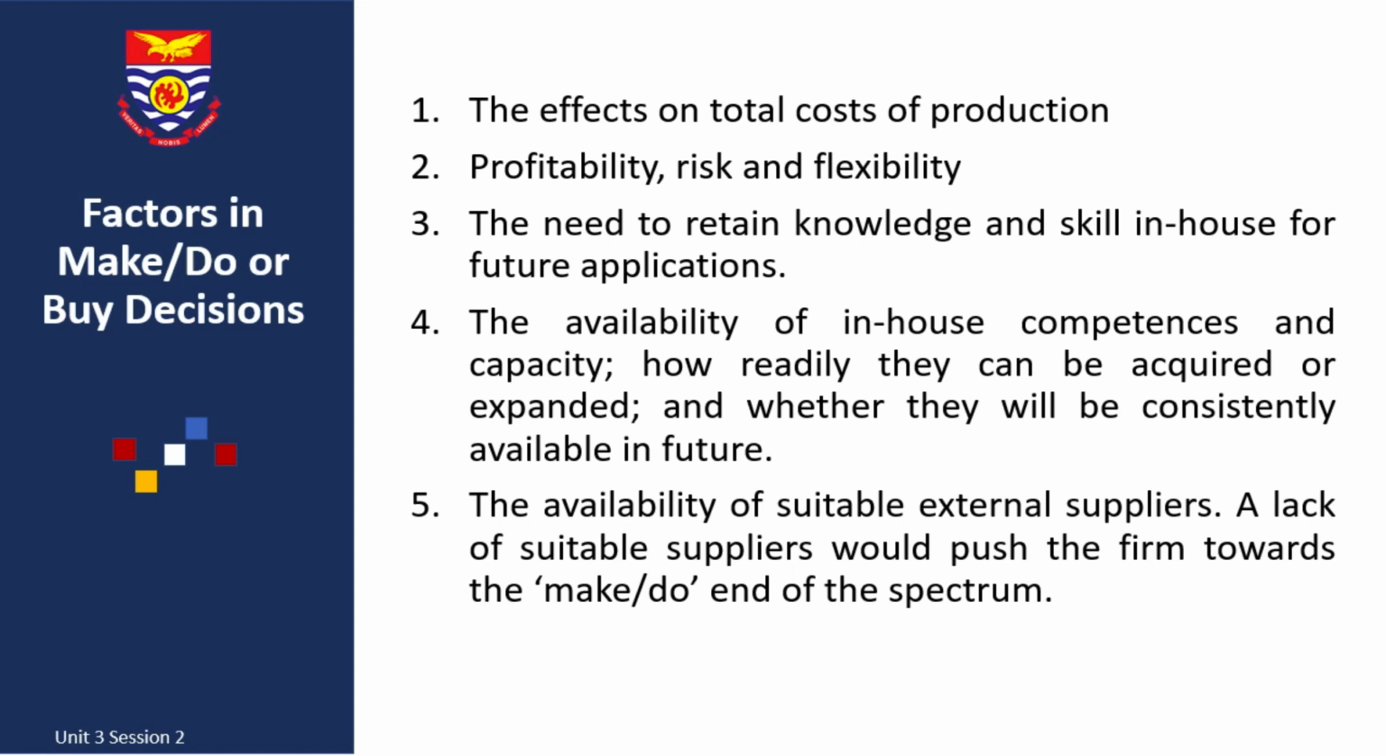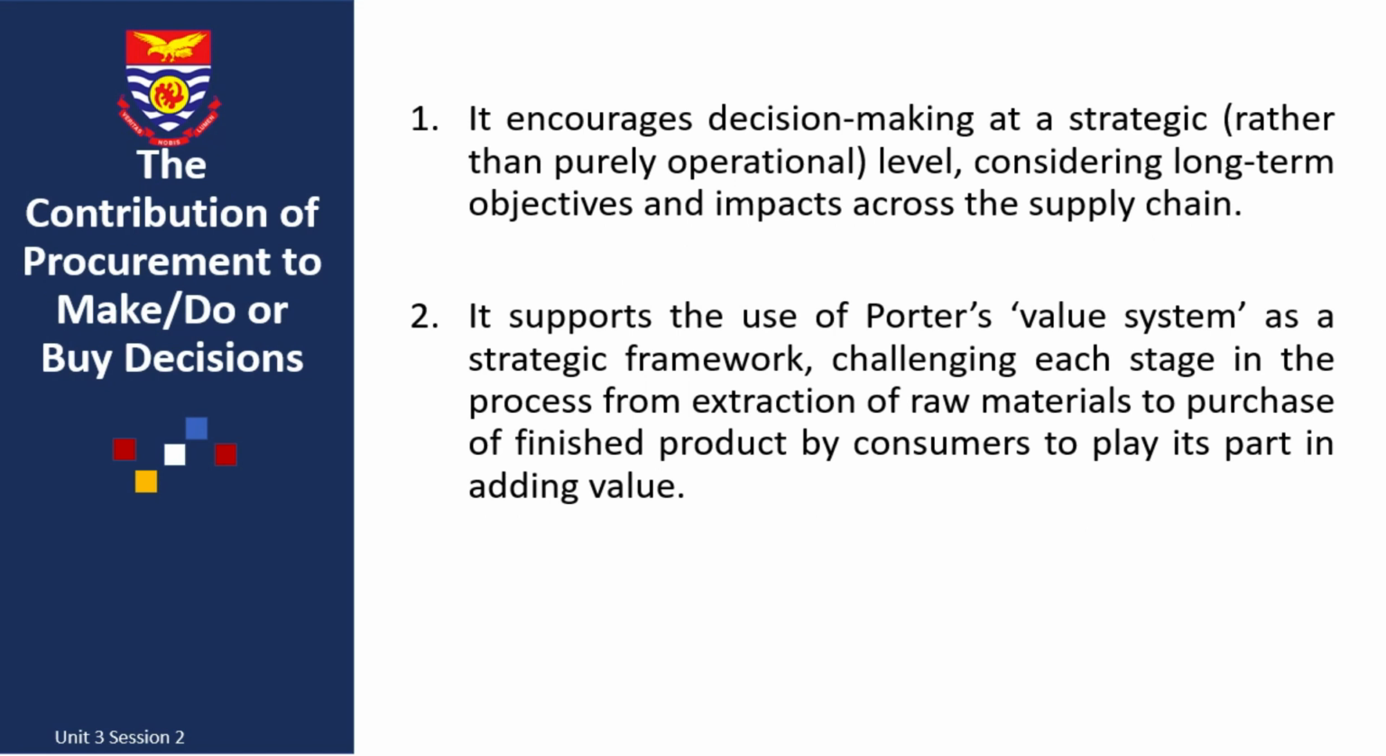Then the fifth point you have here is the availability of suitable external suppliers. A lack of suitable suppliers would push the firm towards the make, do end of the spectrum. There are some ways procurement can contribute to the make, do, or buy decision. 1. It encourages decision making at a strategic rather than purely operational level, considering long-term objectives and impact across the supply chain.